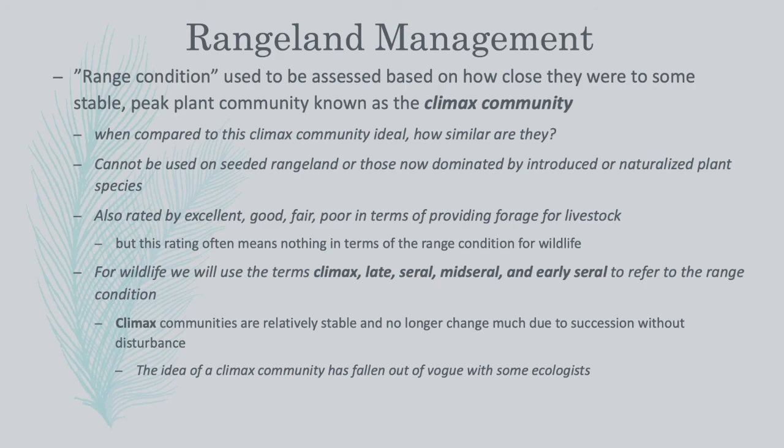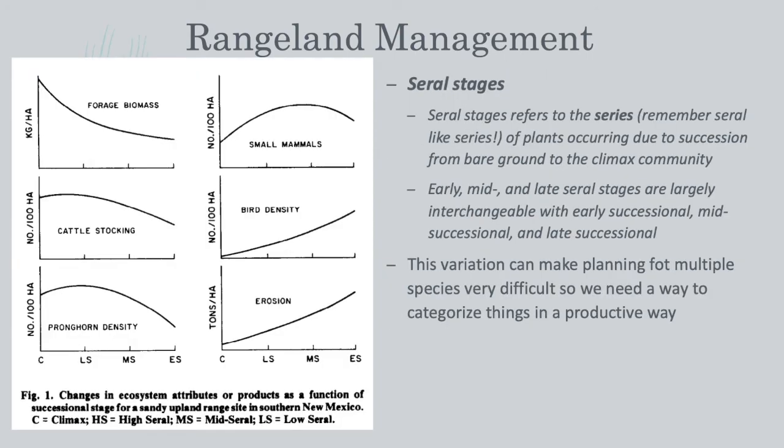But anyway, let's look at these wildlife terms. Late cereal, mid-cereal, and early cereal. So the cereal stages refers to the series of plants. So remember, cereal-like series. The series of plants occurring due to succession from bare ground to the climax community. So early cereal would be bare ground and early colonization by grasses. Mid would be your middle successional stages. So where you have established grassland, you might start having some shrubs coming in, or you might be shrub dominated.